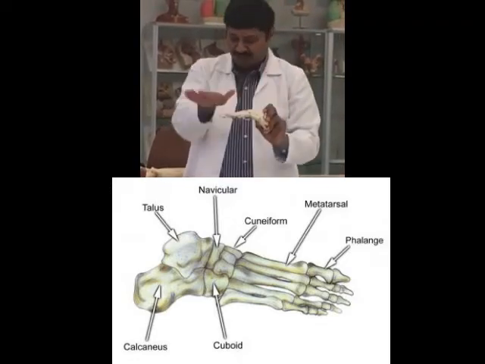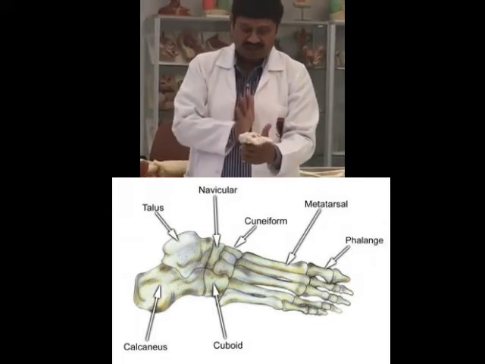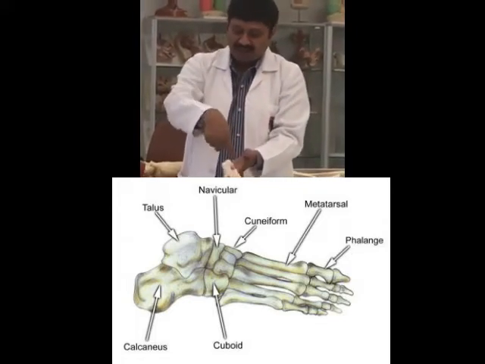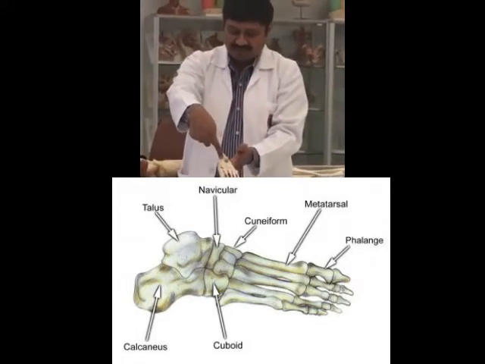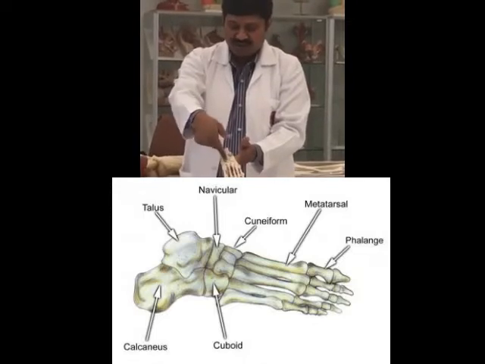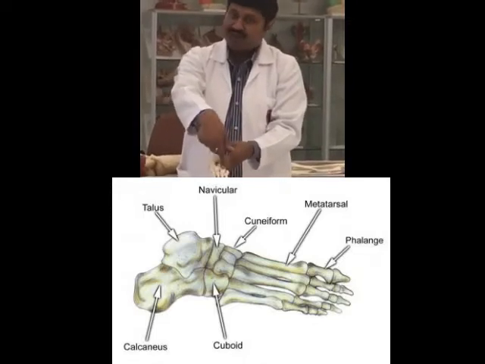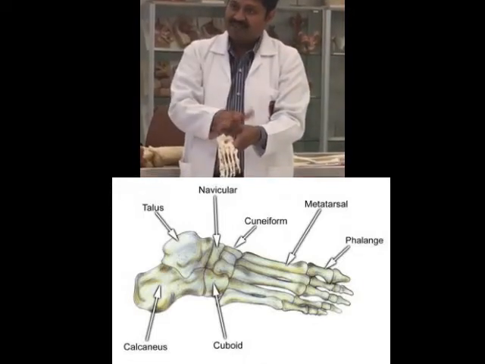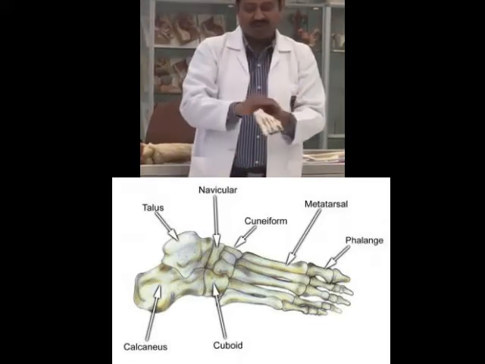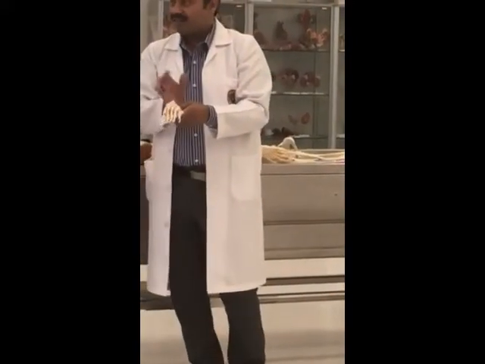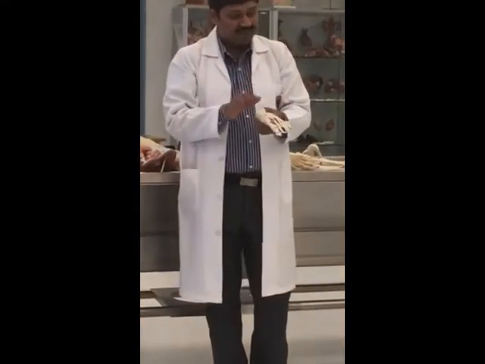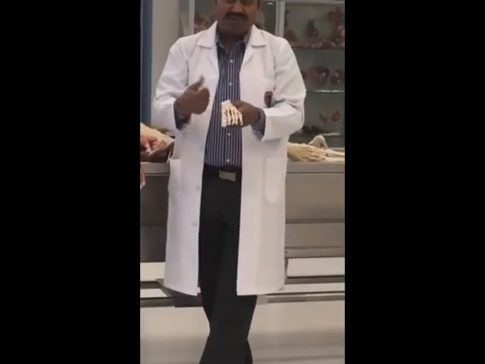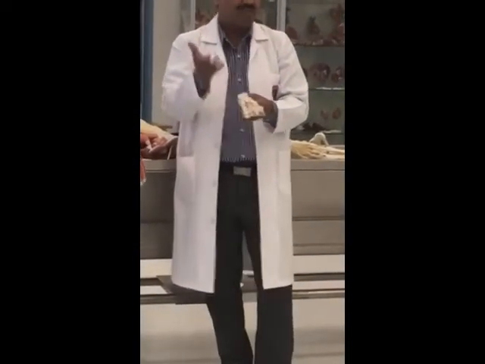If you see from the top view, you can see all bones together like this: calcaneum, talus, navicular, 1, 2, 3 cuneiforms and cuboid. Total 7, one less than the upper limb. So this finishes the tarsals. Clear to everyone? It is easy to remember and easy to identify, not complex.